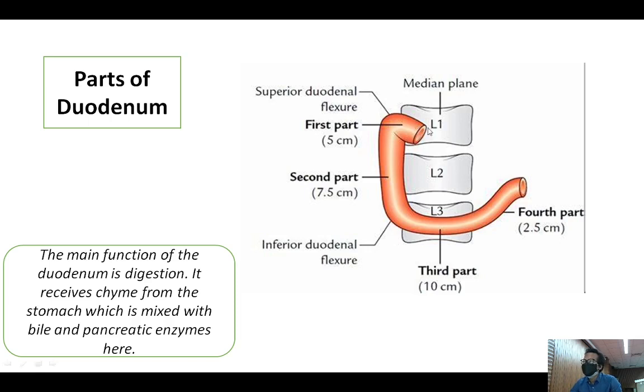So before the first part of the duodenum, you have the stomach here. It receives the chyme, which is a mix of the food that has been mixed in the stomach. The duodenum receives the chyme from the stomach, which is mixed with bile and pancreatic juice, pancreatic enzymes, in the duodenum. So the main function of the duodenum is digestion.